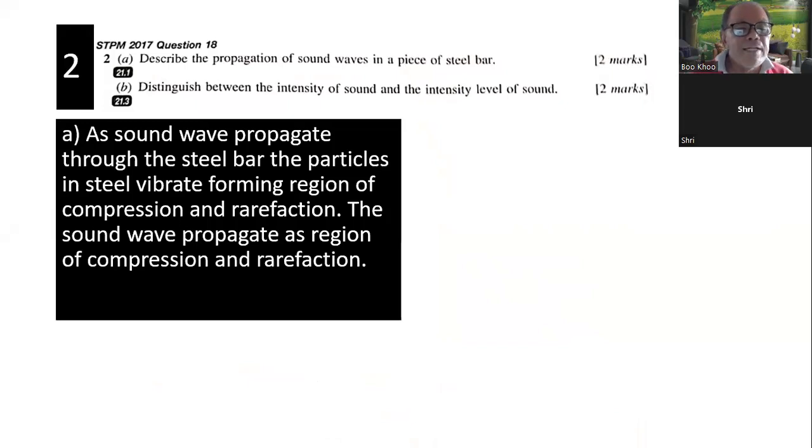Right? Sound wave propagates through a steel bar. The particles in the steel vibrate, forming regions of compression and rarefaction. The sound wave propagates as regions of compression and rarefaction.